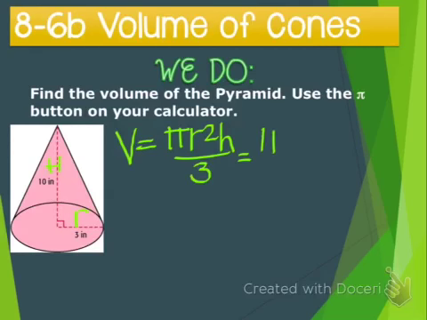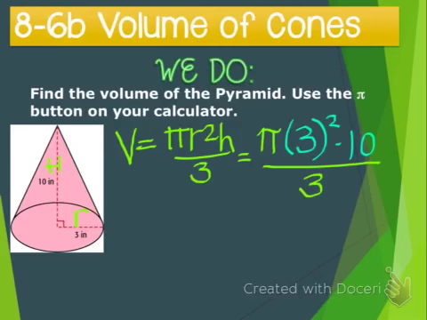So pi, radius was 3. So we're going to square that. And then our height was also 10. And then our formula has it divided by 3. So let's start our simplification process. 3 times 3 is going to be 9. So I'm going to substitute 9 here, and then this is still times 10. So now up top I've got 9 times 10, which is going to simplify to 90.